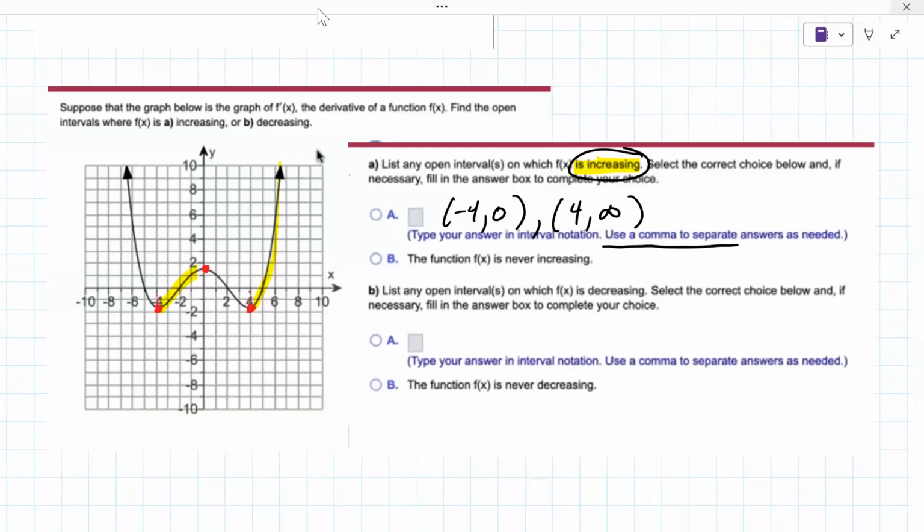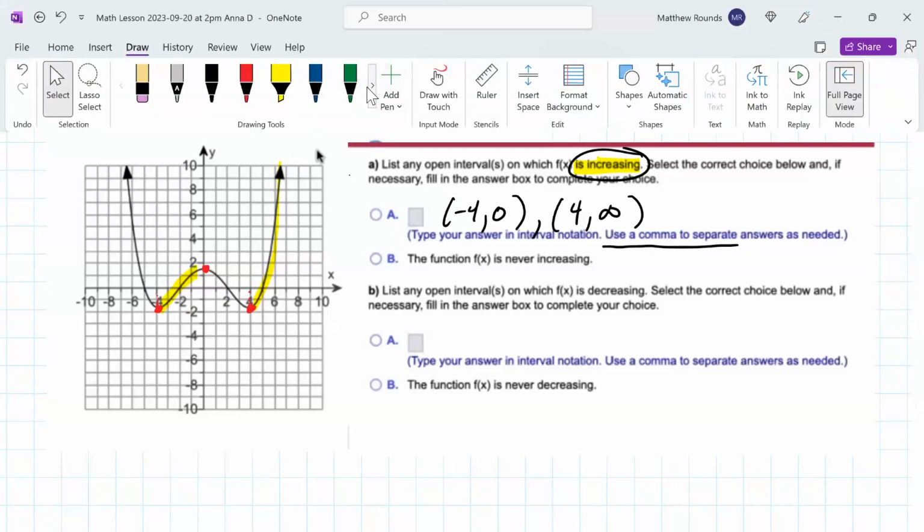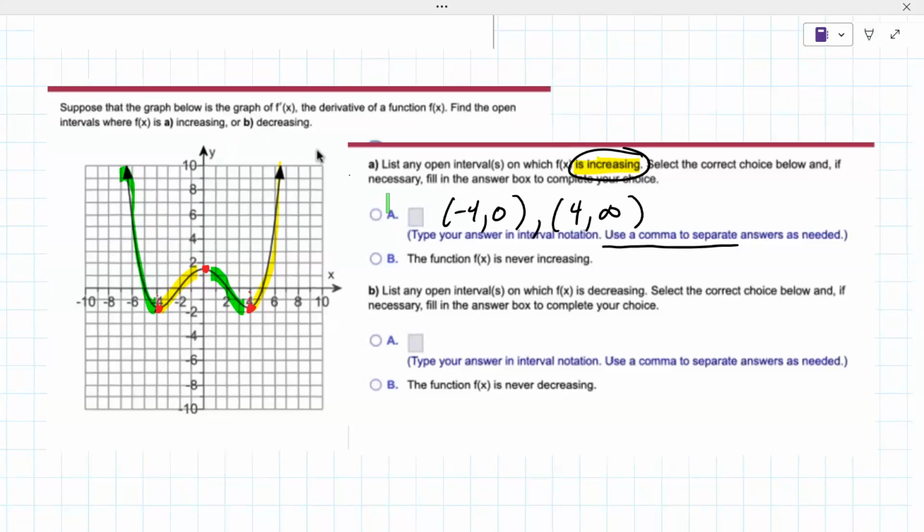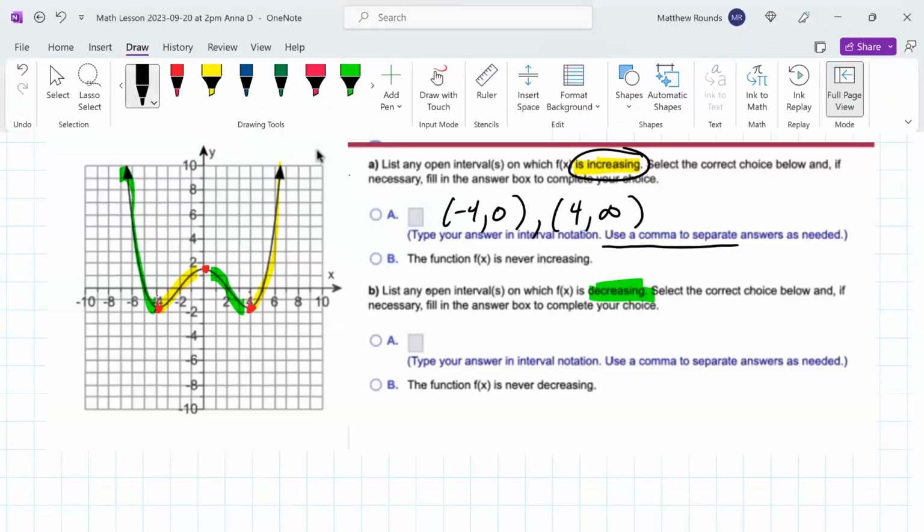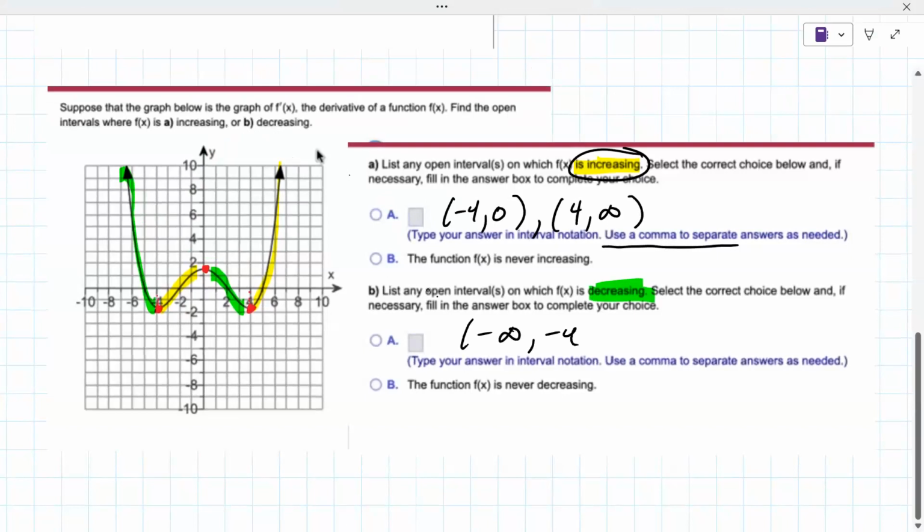Okay. And then because it's either increasing or decreasing, we presume that it must be decreasing on the other intervals. So it's decreasing there and decreasing there. And you can see that. So it's decreasing from -infinity to -4, comma, 0, comma, 4.